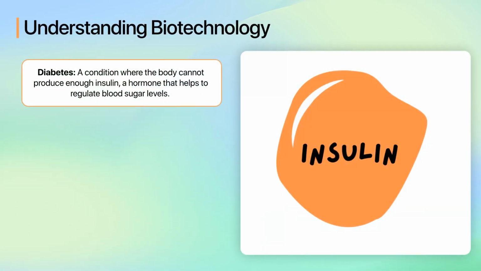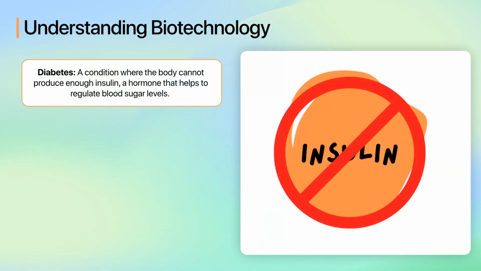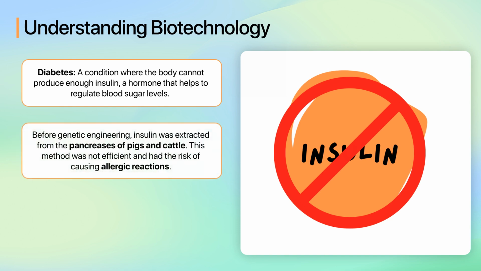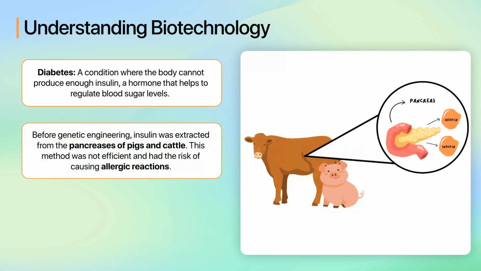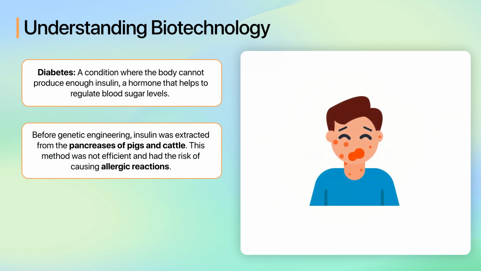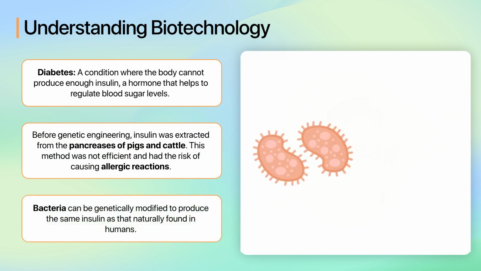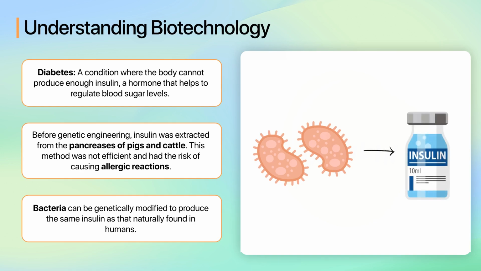Diabetes is a condition where the body cannot produce enough insulin, a hormone necessary for regulating blood sugar levels. Before genetic engineering, insulin was extracted from the pancreases of pigs and cattle. But this method was not efficient and had the risk of causing allergic reactions. Now, bacteria can be genetically modified to produce the same insulin as that naturally found in humans.